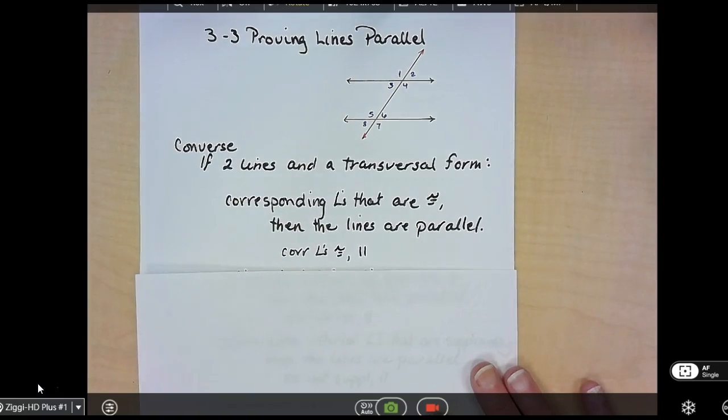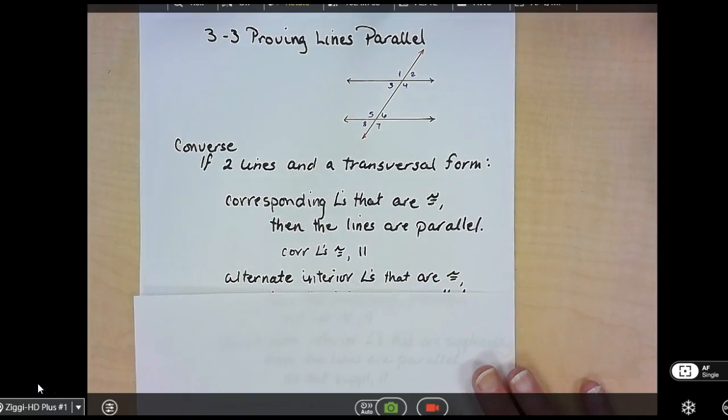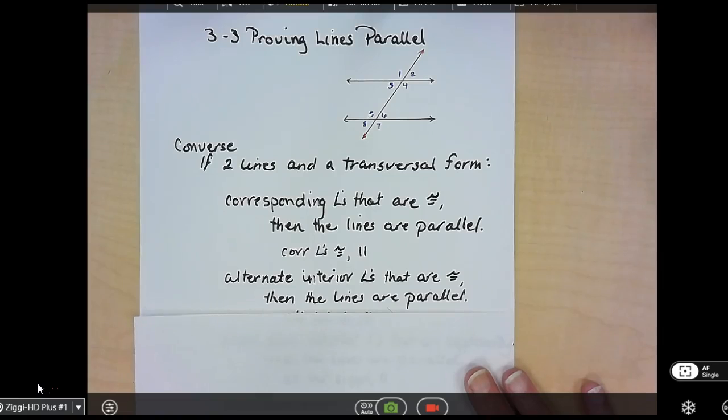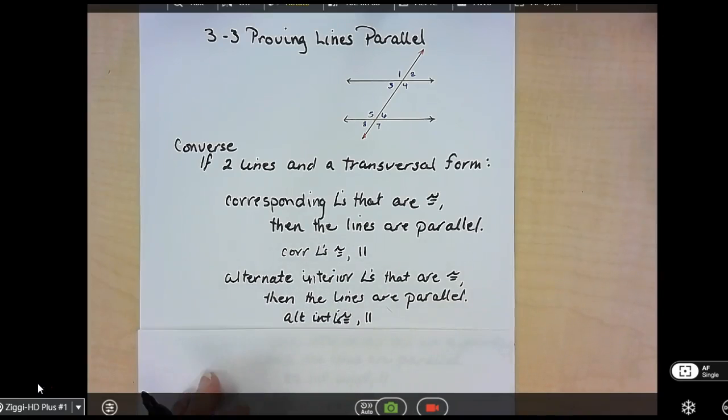So if two lines and a transversal form alternate interior angles that are congruent, then your lines are parallel. It's real easy to prove parallel lines. And the abbreviation: alternate interior angles congruent, lines parallel. Got my angle symbol in there. Bet I did that on the next one too.